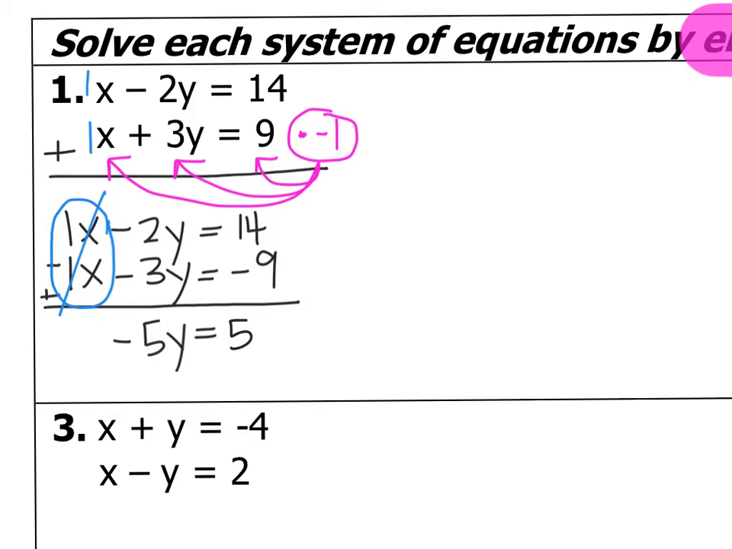If I divide each side by negative 5, remember you have to divide by the negative, y equals 5 divided by negative 5, which means y equals negative 1.